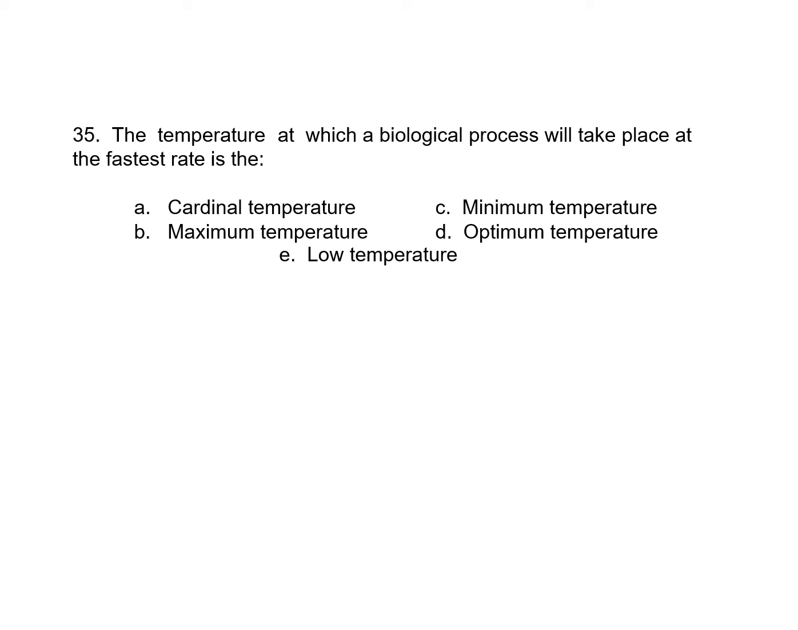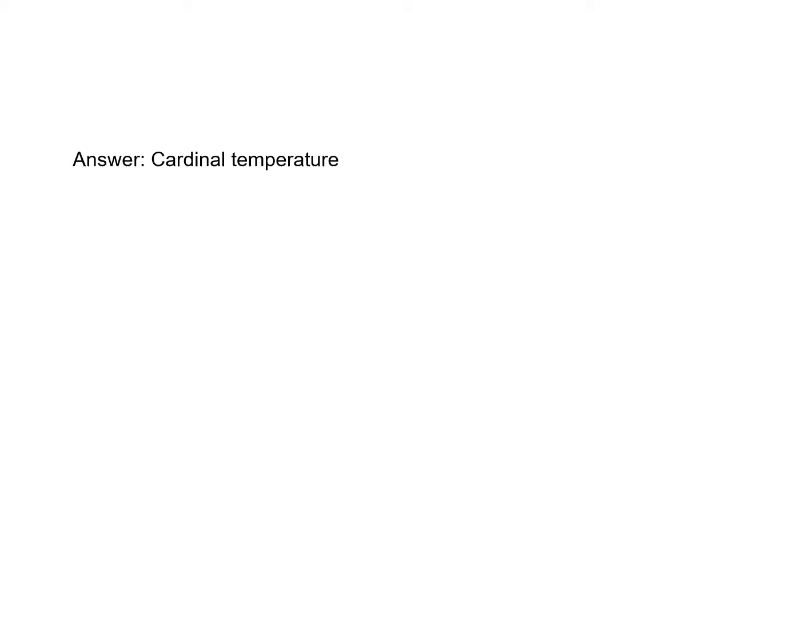Number 35. The temperature at which biological process will take place at the fastest rate is the A. Cardinal temperature, B. Maximum temperature, C. Minimum temperature, D. Optimum temperature, or E. Low temperature. The answer is cardinal temperature.